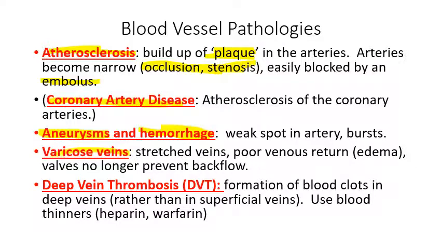Varicose veins is where the veins become stretched, usually in the legs or the arms, and you have poor venous return. Sometimes that can lead to something called deep vein thrombosis, where if the veins in the legs become stretched so that the blood doesn't circulate, then the blood just sits there stagnant. Stagnant, of course, means not moving. So the blood sits there stagnant and forms clots. Those clots can then sometimes get out of the veins and into the bloodstream and cause blockages, cause embolisms.